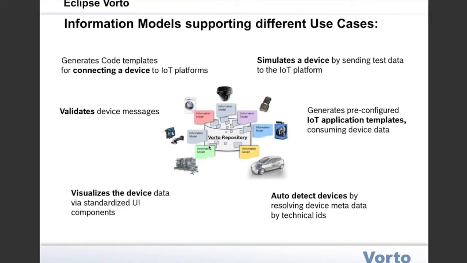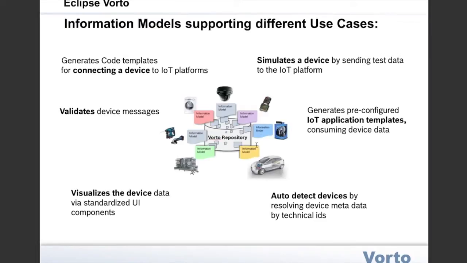So information models support different kinds of use cases, and some of the use cases we're going to be covering in this rapid prototyping demonstration. One of the use cases is to generate code templates for connecting a device to an IT platform. That piece of code can be converted from an information model, from these properties, into source code which runs on the device itself, or it might be on a gateway if the device is not capable of speaking directly or is not IP enabled.